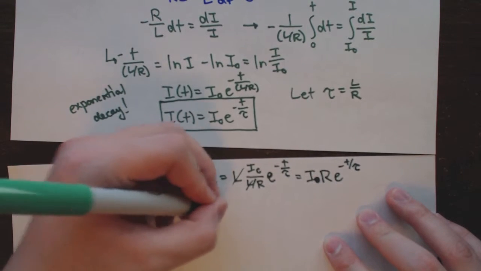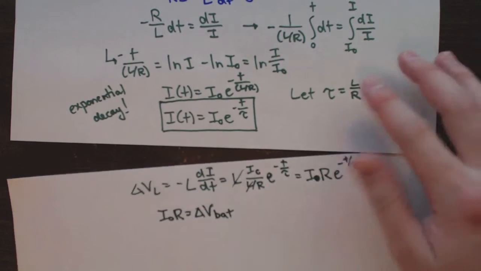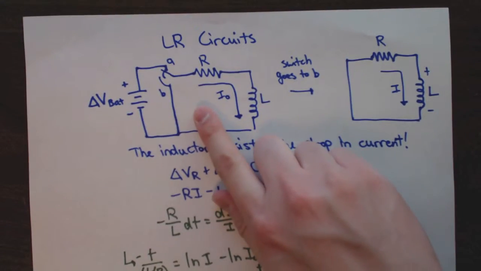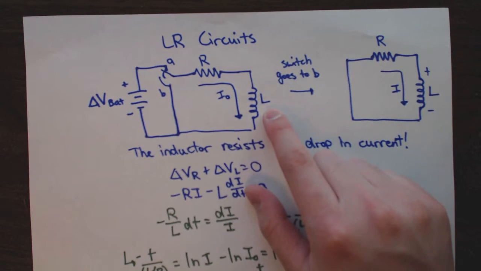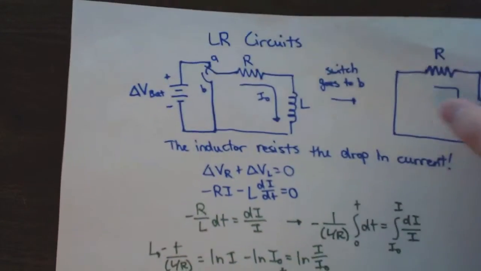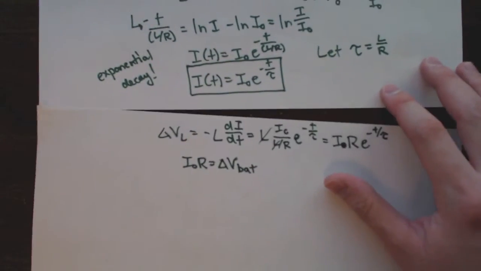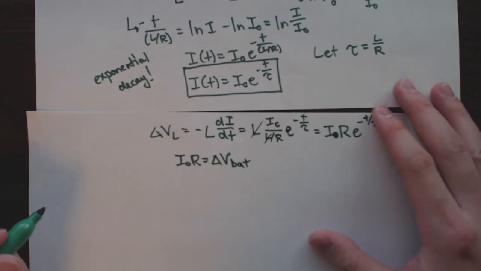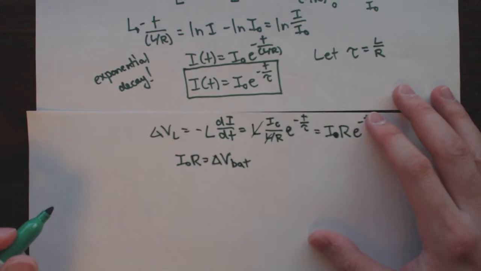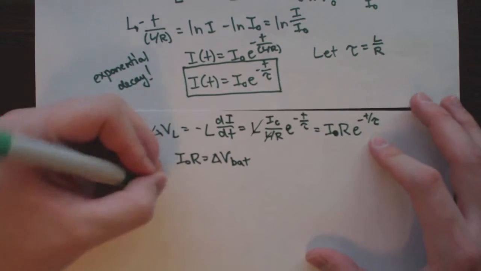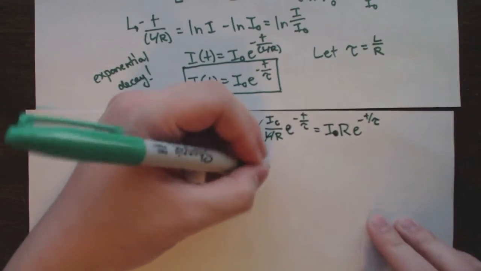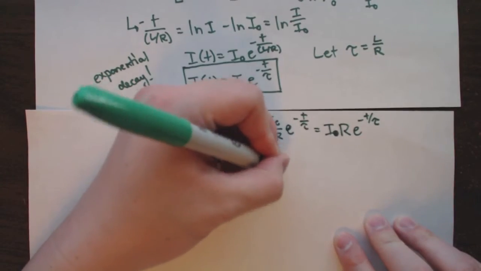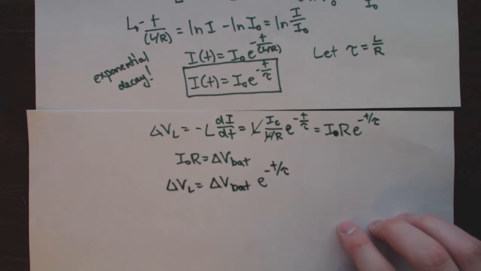And when you actually take the derivative of the current function, which we have now, and substitute it in, you'll see that the resistor initially has all the potential across it, but once you switch the battery off, your inductor is what's providing your potential now. So that way you don't violate Kirchhoff's loop rule. So Kirchhoff's loop rule still works.